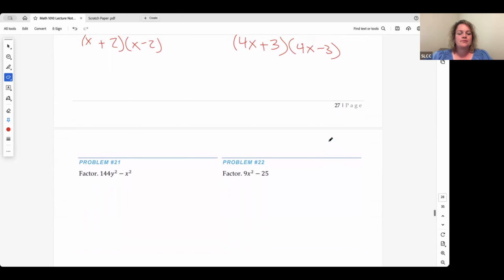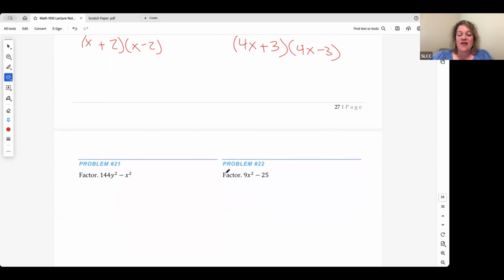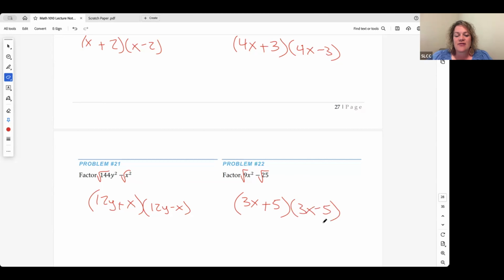Let's try a couple more. Is there a GCF I can factor out? Nope. So I just go for the square root of each piece. The square root of 144y squared would be 12y. The square root of x squared is x. Then you plug it into your pattern. A plus b, a minus b. That's it. Look at problem 22. Take the square root of both sides since we figured there's no GCF to take out. And this would be 3x, and this one would be 5. Then plug it in. 3x plus 5, 3x minus 5.